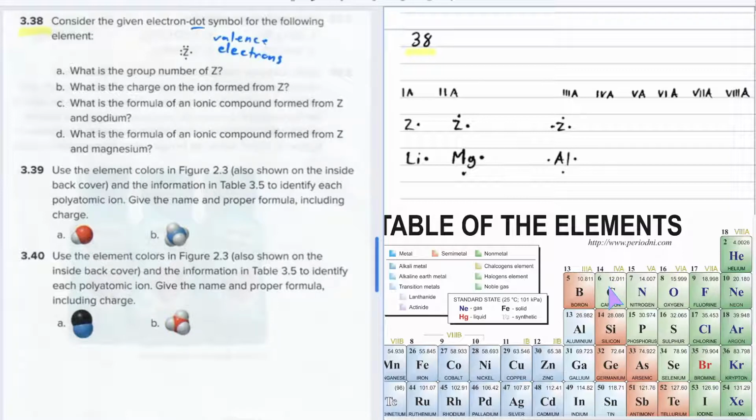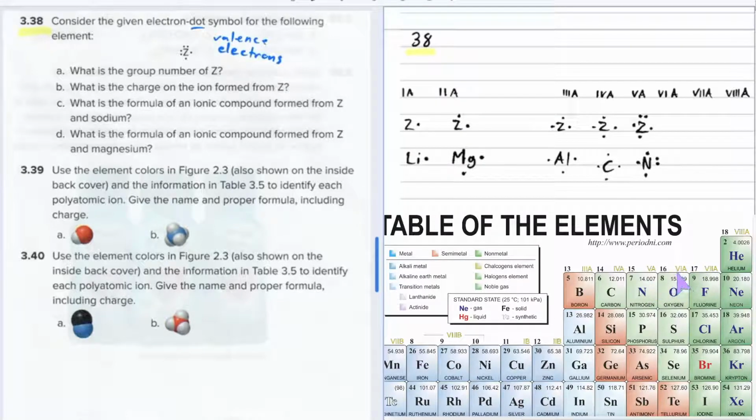Carbon is in group 4A, so these get 4 dots. So 1, 2, 3, 4 looks like that. So carbon would be 1, 2, 3, 4. And then nitrogen would get 5 dots. 1, 2, 3, 4, go back and pair it, 5. So it looks like that. An example would be nitrogen. 1, 2, 3, 4, go back and pair it, 5. So that's the dot symbol for nitrogen.